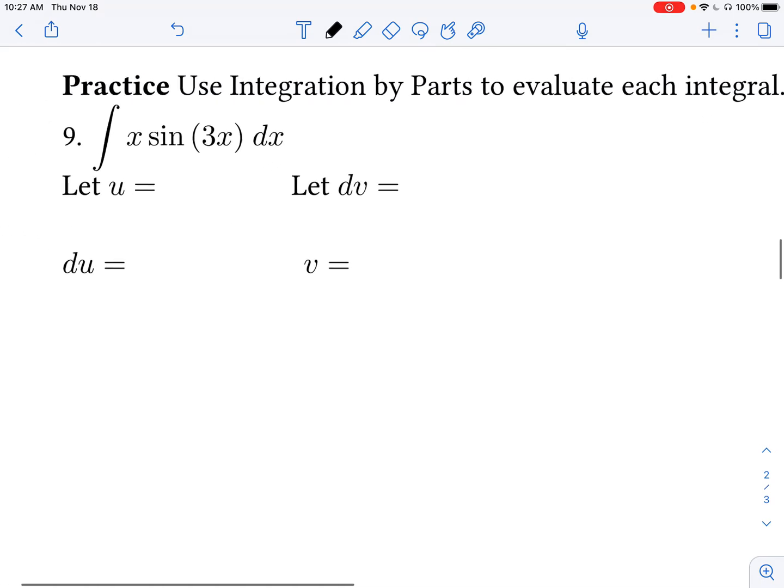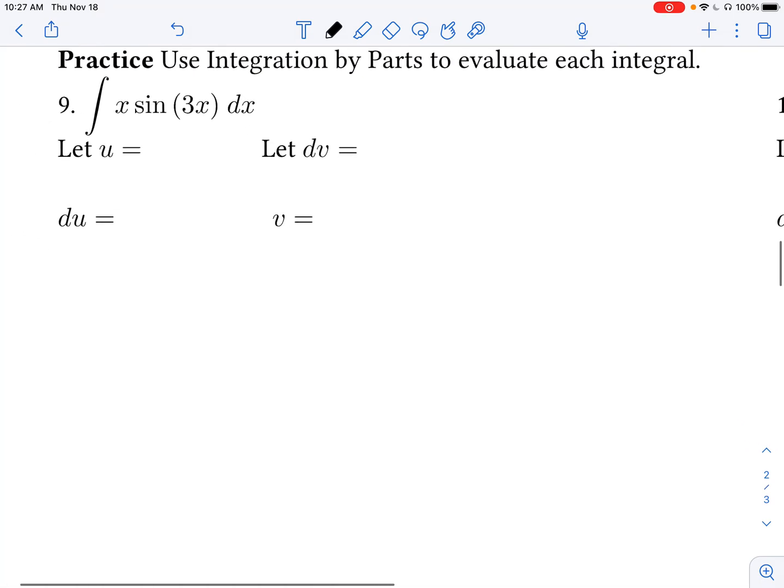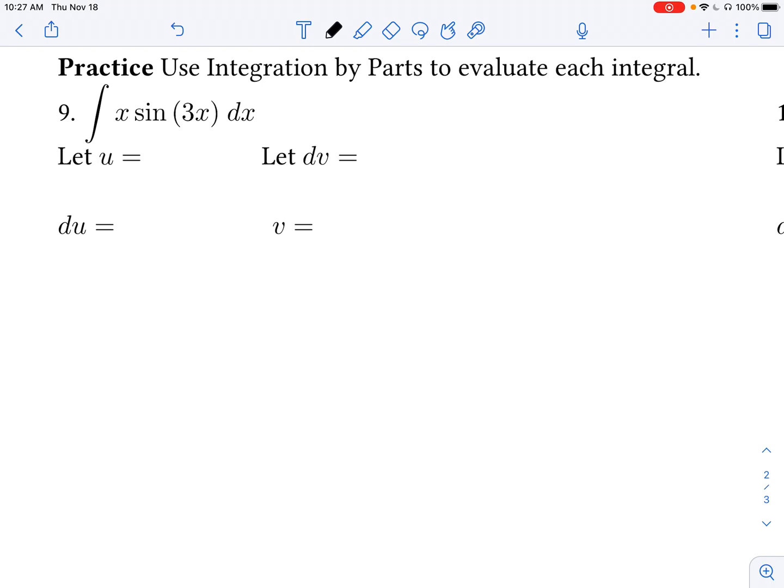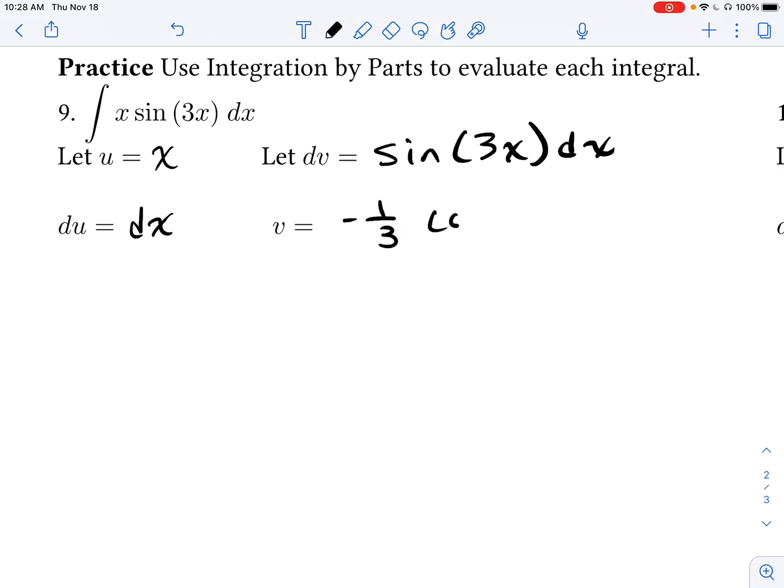So looking at this particular problem here, think about what would make the most sense for our u and what would make the most sense for our dv. Well, I want dv to be something that I can easily integrate and u to be something whose derivative is simpler than itself. So I'll set u is equal to x and du is equal to dx. That means dv is going to be sine of 3x dx, in which case its integral is negative 1/3 cosine of 3x.